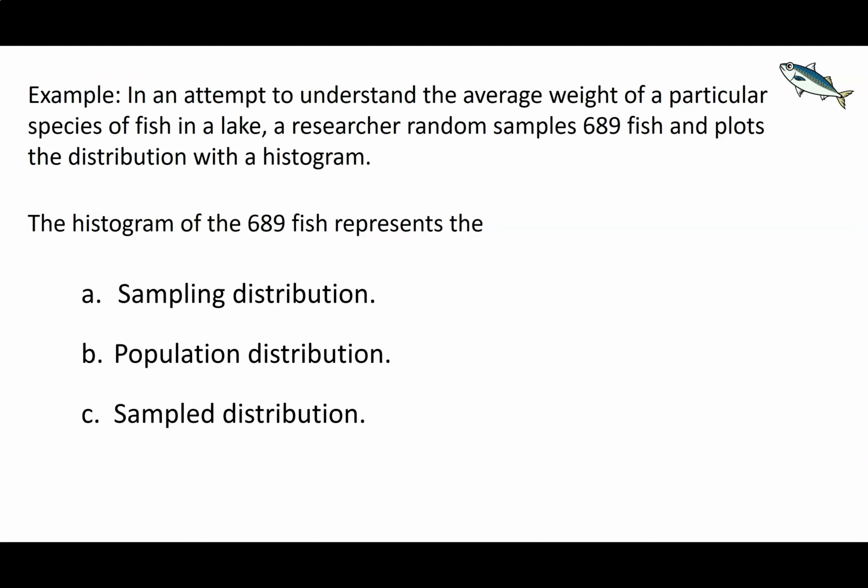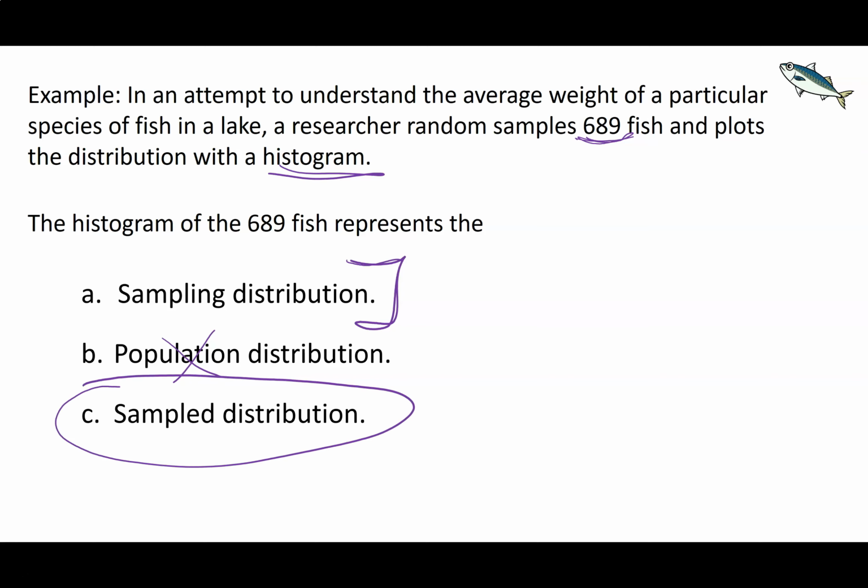So here we have an example. They're still interested in looking at the average weight of a particular species of fish in that particular lake. So the researcher randomly samples 689 fish, and they plot the weights from those 689 fish in a histogram. Here they want us to say, okay, the histogram of the 689 fish represents the... Unless your population is just these 689 fish, it's not going to be your population distribution. And then you have to ask yourself, sampling means I'm going to have repeated samples, and it looks like we only took one. We took one large sample, or it's large to me. I don't know, I don't fish much. So this is our sampled distribution, because the histogram of the 689 fish weights comes from one sample.